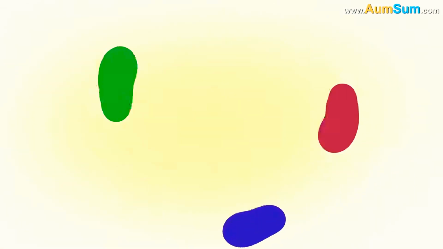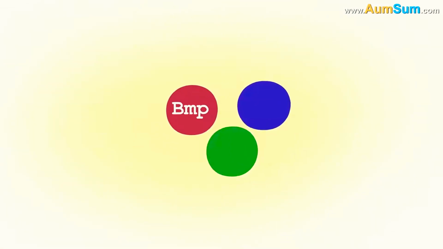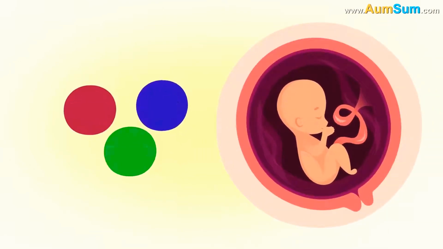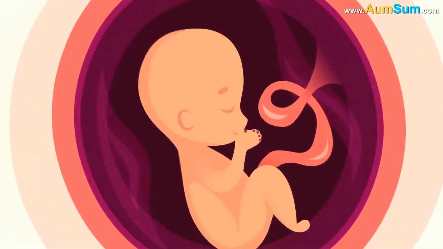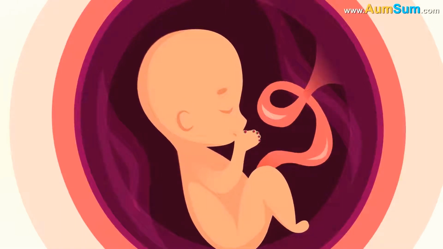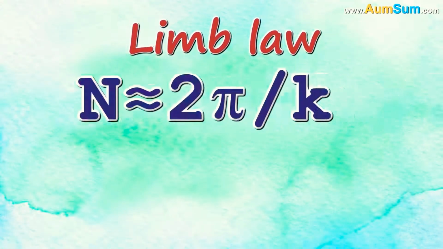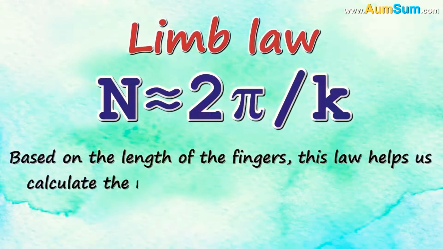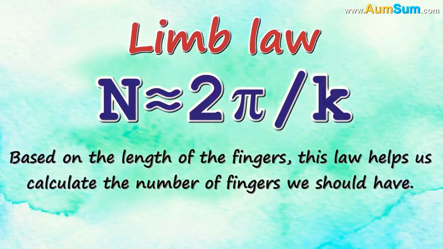Second theory suggests that 3 molecules called BMP, WNT, and SOX9 are responsible for the 5 fingers, since in our embryonic stage, they mark out spaces specifically for these 5 fingers. Another theory is related to the limb law. Based on the length of the fingers, this law helps us calculate the number of fingers we should have.